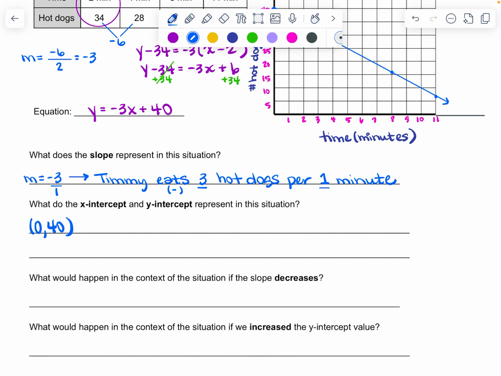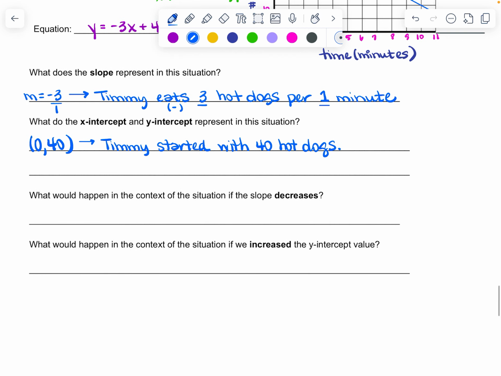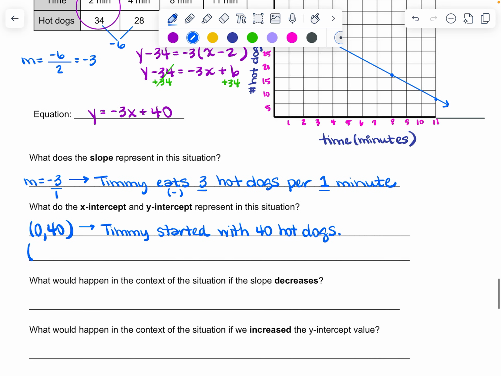Well, let's do the y-intercept first because that's the easiest one, right? So (0, 40), that, of course, means that Timmy started with 40 hot dogs. That's the initial number of hot dogs. If you want to be super specific and say at 0 minutes, Timmy had 40 hot dogs, that's the same thing as saying that he started with 40 hot dogs. So I'll take it either way.